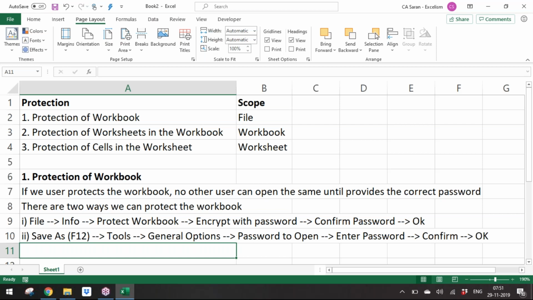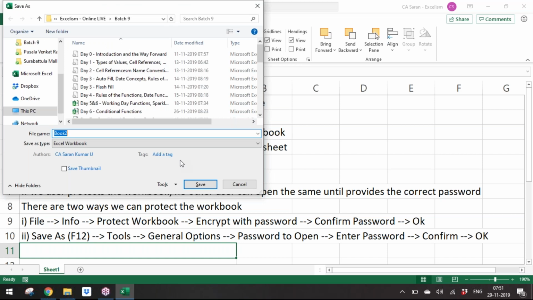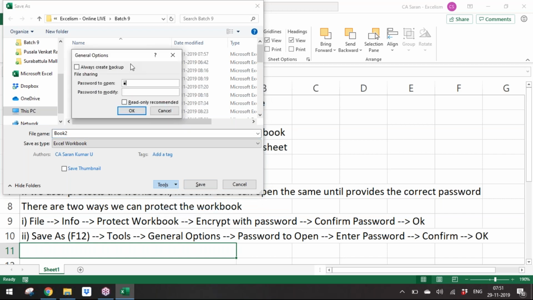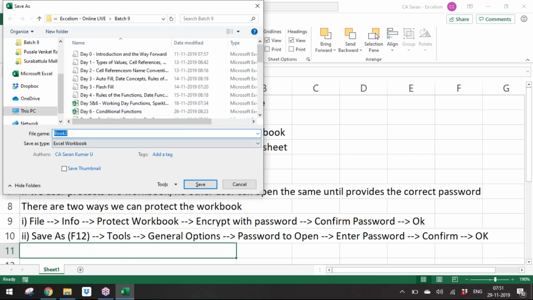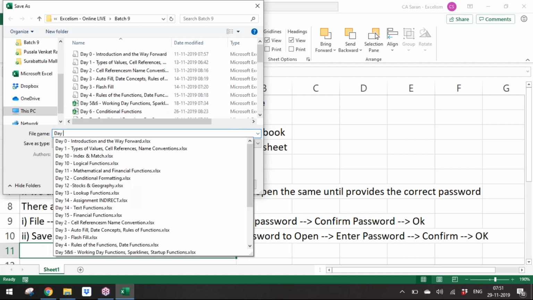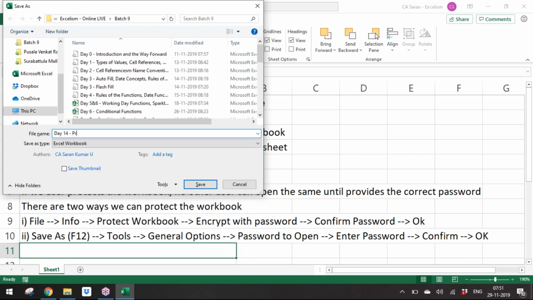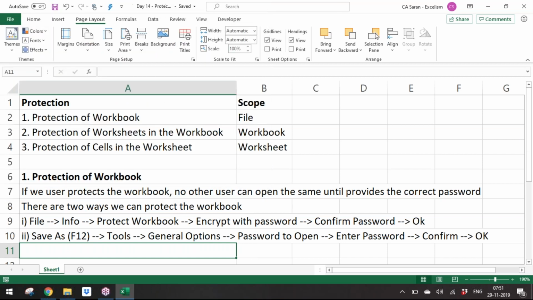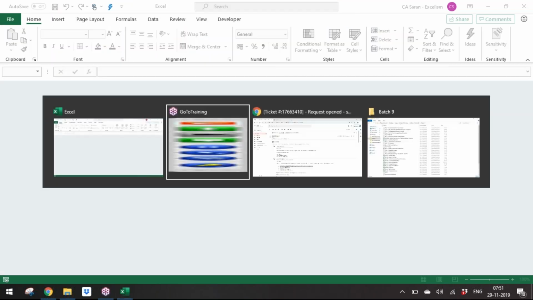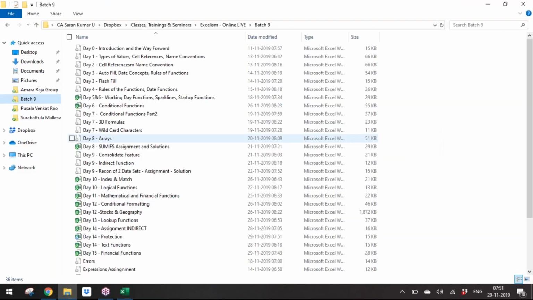Or else, while you Save As, are you finding Tools? Yes. In that, are you finding General Options? Yes. Let me click this. By default the password is there because this file already has a password. If not, you can even click here. Let me click OK. Now I can give this as Day 14 protection. Save, close.